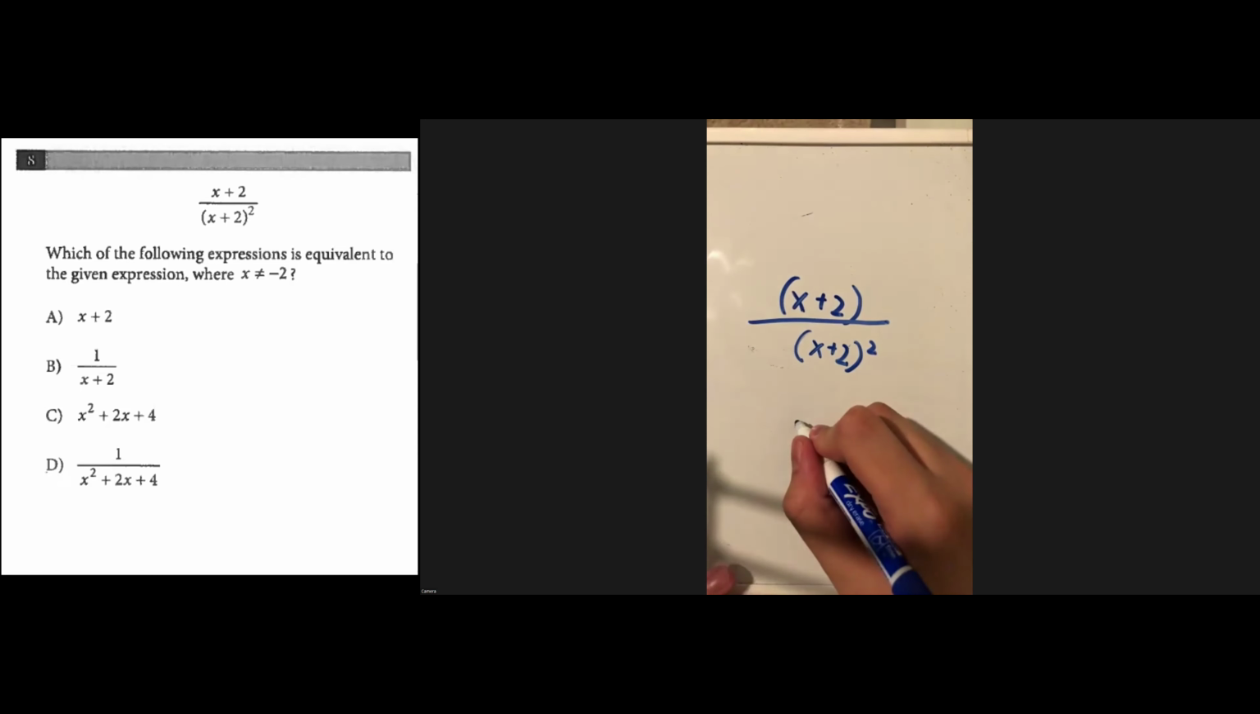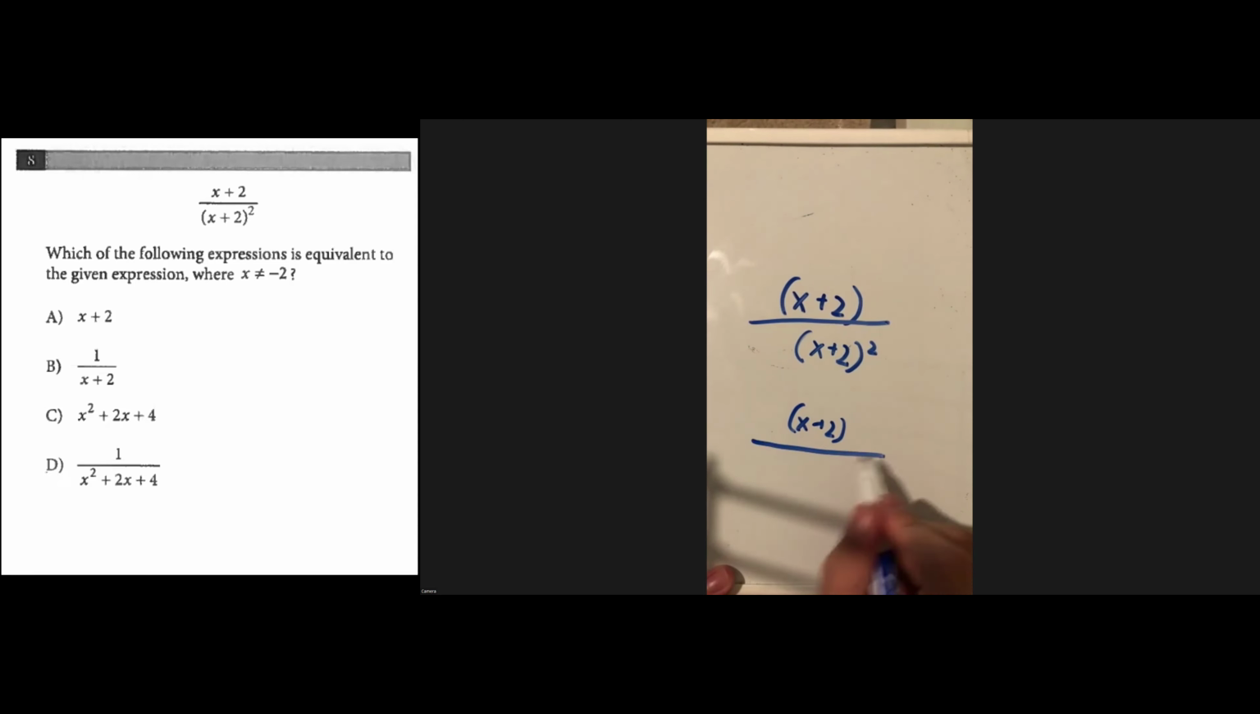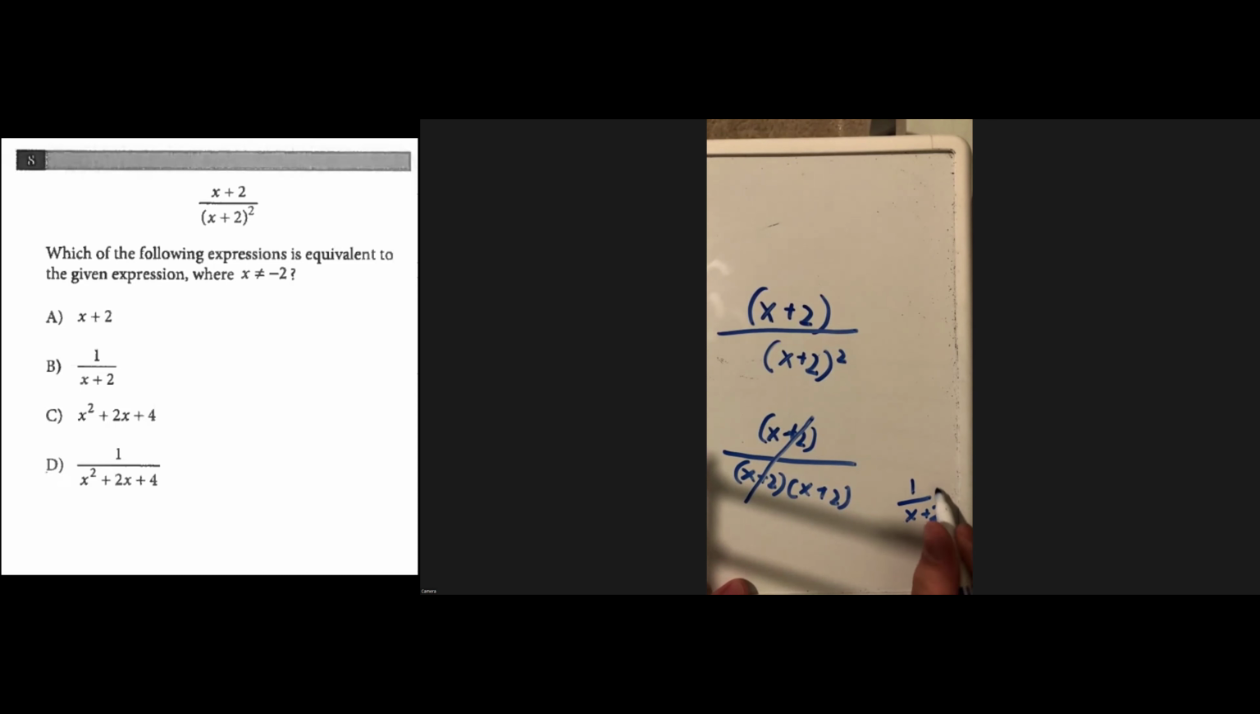And so we take the top function, which is x plus 2, and the bottom function, we just split apart into x plus 2 times x plus 2. And then, since these two are the same, we can cross them out because they would cancel each other out. So what we're left with is 1 over x plus 2, which would be the correct answer, which is answer choice B.